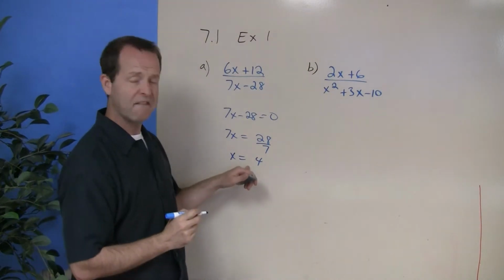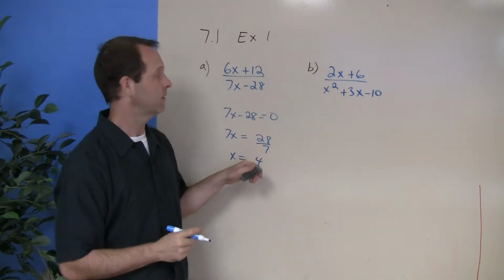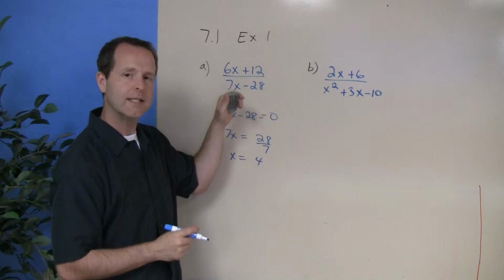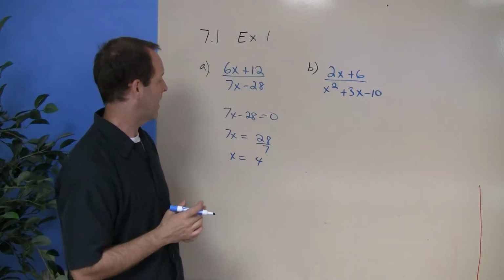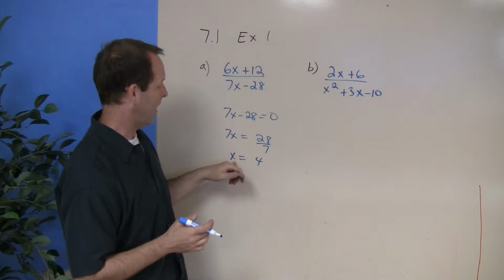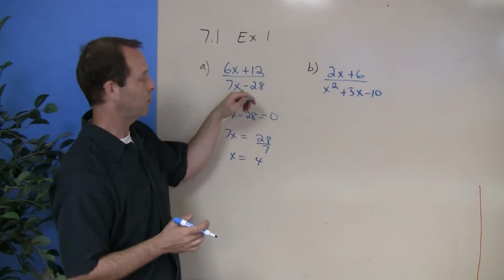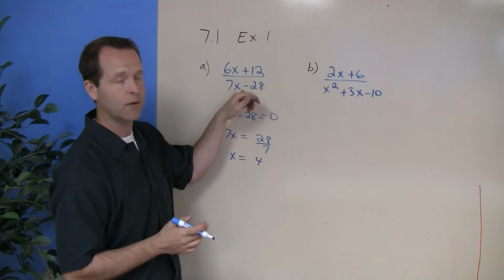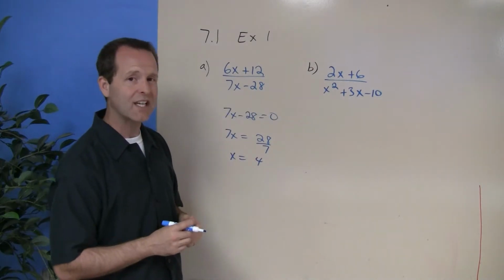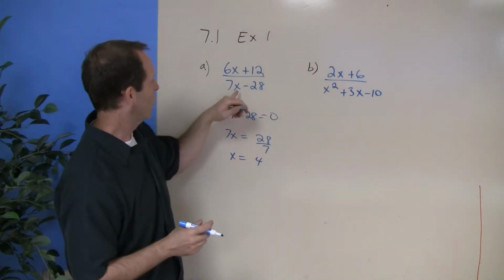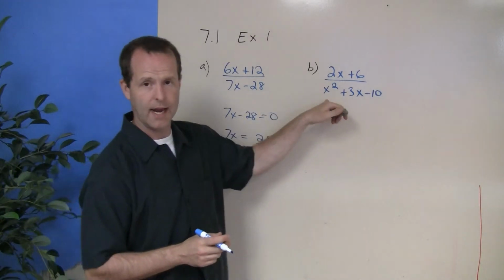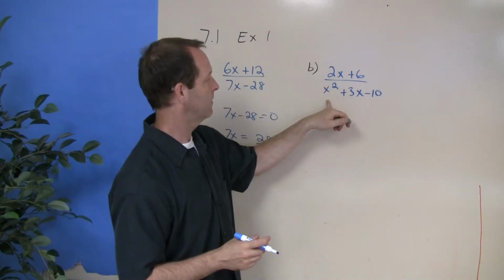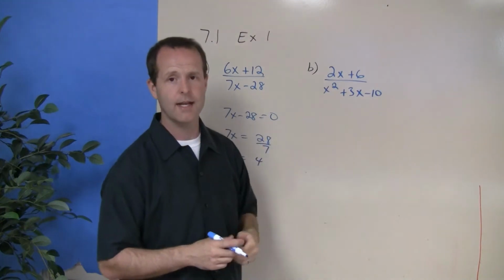So what I found out, I didn't find the answer to this rational expression. There was no equal sign. I'm just simplifying and looking at the rational expression to find out where it is valid. And it's telling me that when x equals 4, the denominator becomes 0. And dividing by 0 is not a good thing. So which x makes this crash? X equals 4. Our second example, 2x plus 6 over x squared plus 3x minus 10.